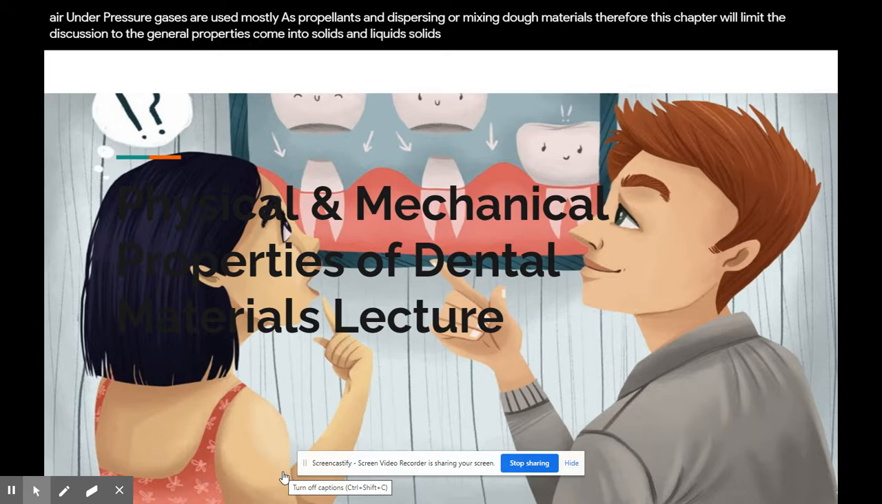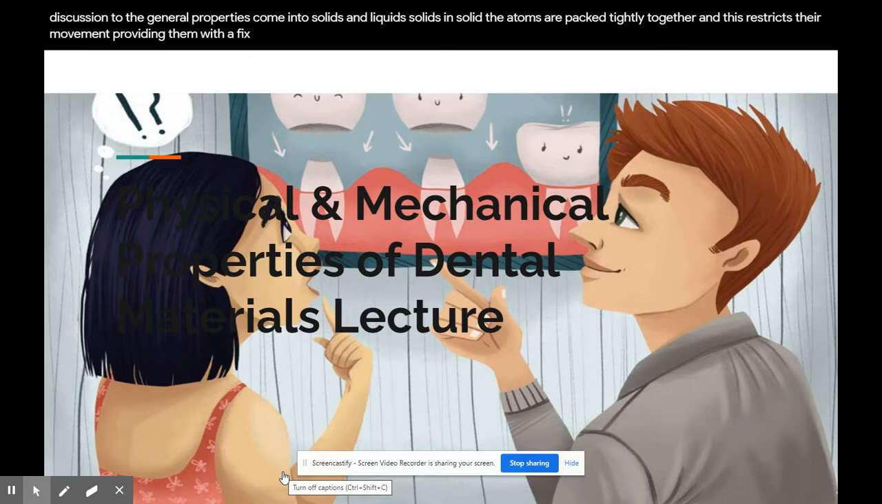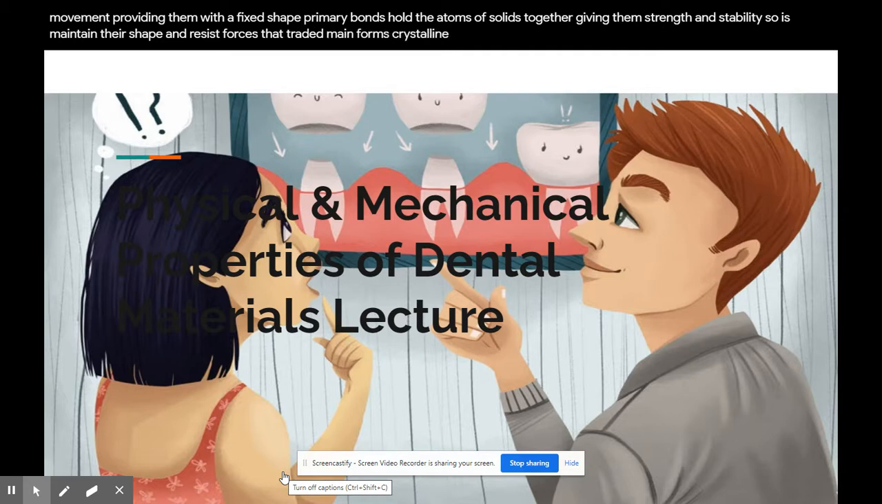Solids. In solids, the atoms are packed tightly together, and this restricts their movement, providing them with a fixed shape. Primary bonds hold the atoms of solids together, giving them strength and stability. Solids maintain their shape and resist forces that try to deform them. Solids are found in two main forms, crystalline or amorphous.